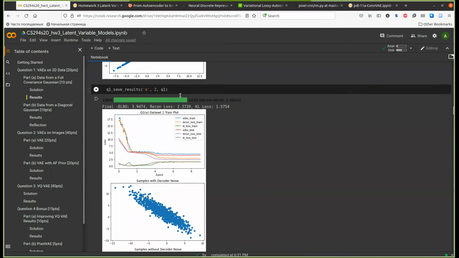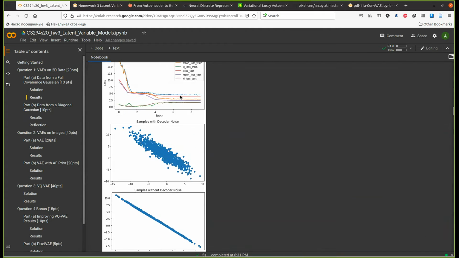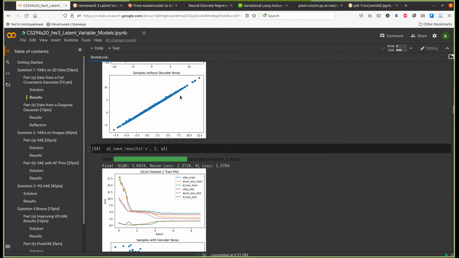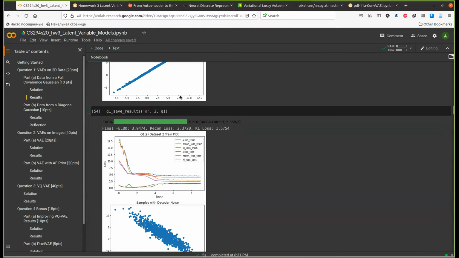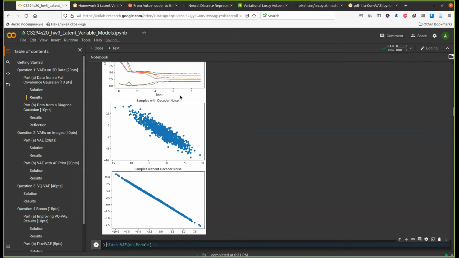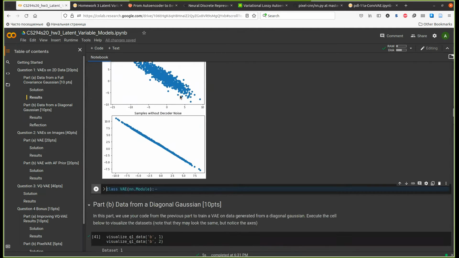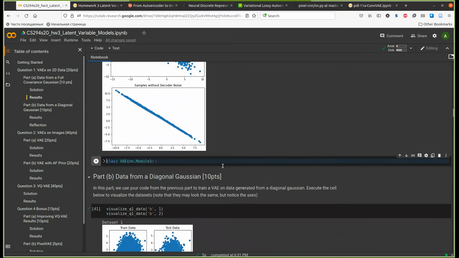Okay. So you see that occasionally, for some reason, it does not converge. Maybe I've set a learning rate too high or something like that. But yeah. Oh, so those are the distributions with just a full covariance matrix.